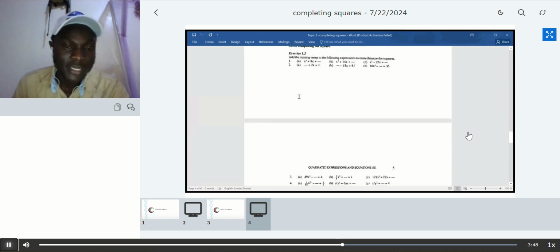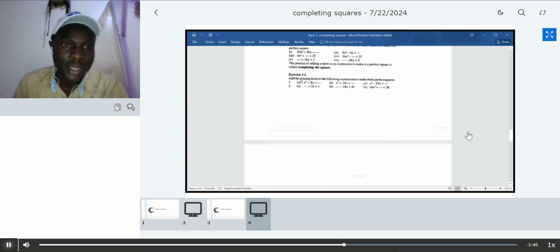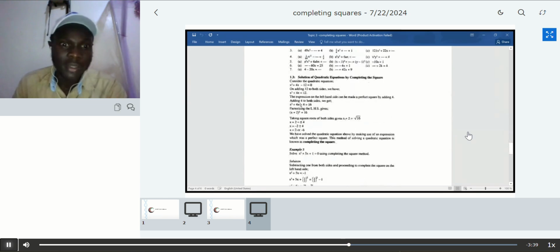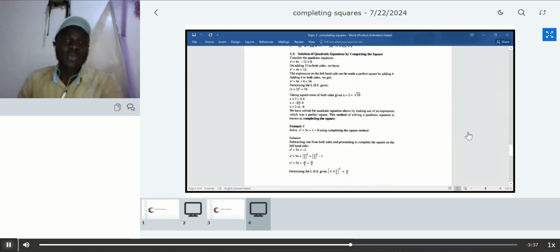And we have an exercise here. Add the missing terms of the following expressions to make them perfect squares. We can try it out with the lesson. And then we have the solutions of quadratic equations by completing the square.